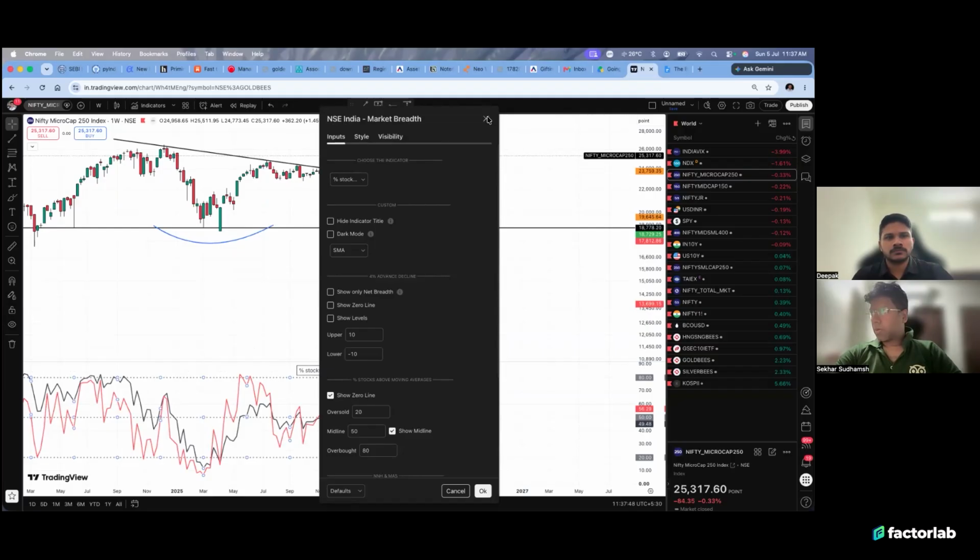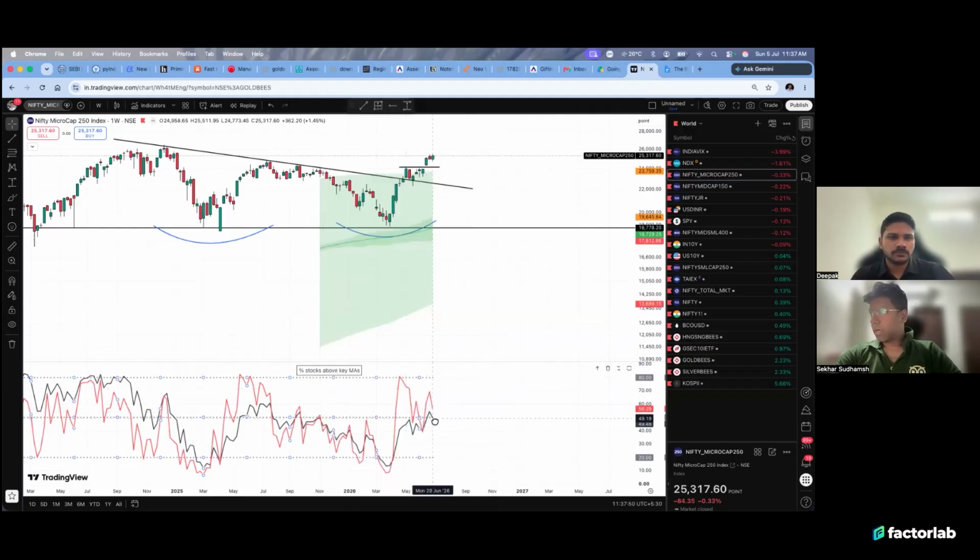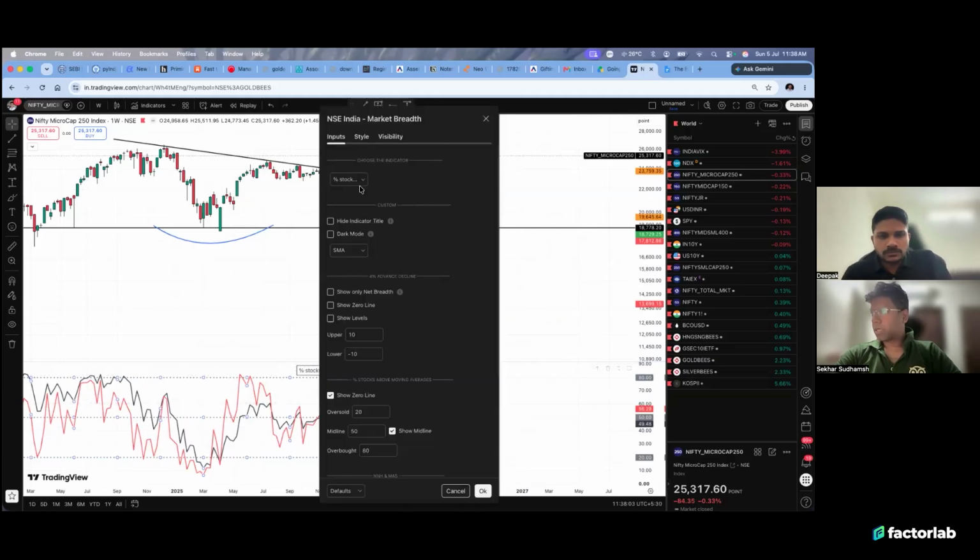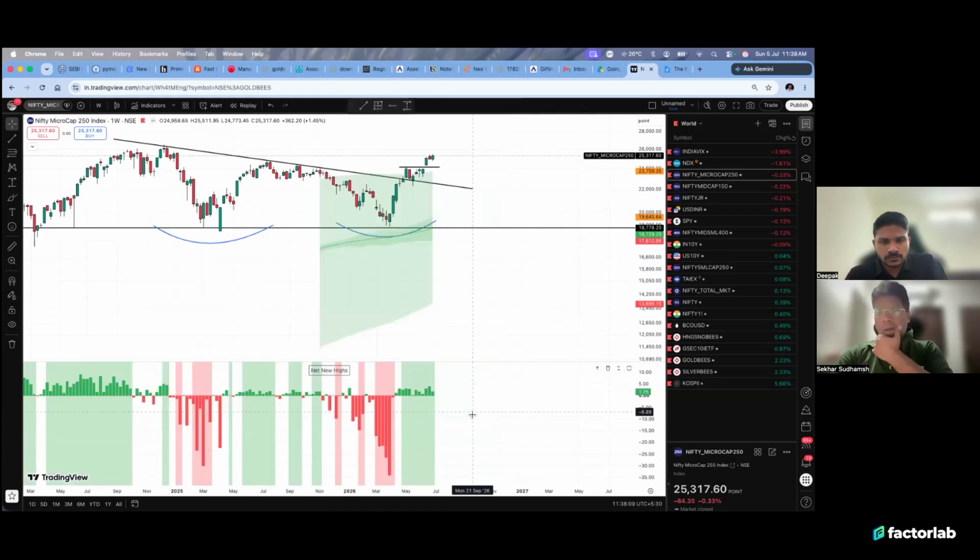In this, you can see the percentage of stocks above the 200-day moving average, in the black color line, and the percentage of stocks above the 50-day moving average in the red color line. You can also see a different way of looking at market breadth, not just the moving averages, but, let's say, the net new highs. That is how many stocks have made new highs minus how many stocks have made new lows.